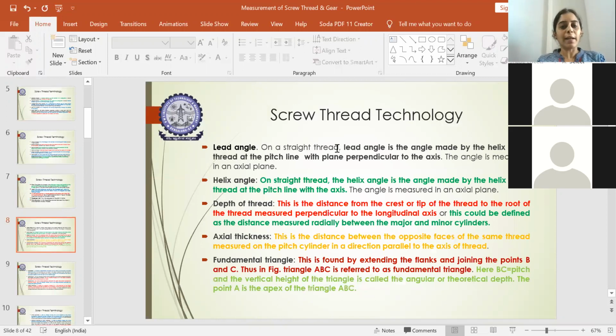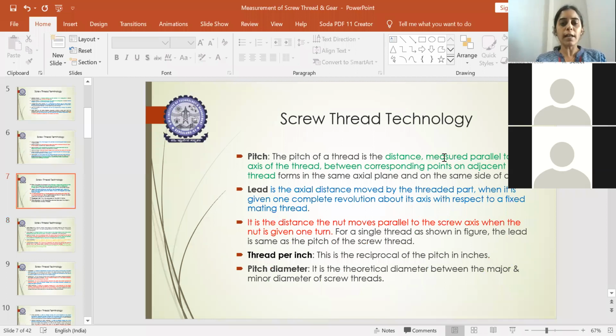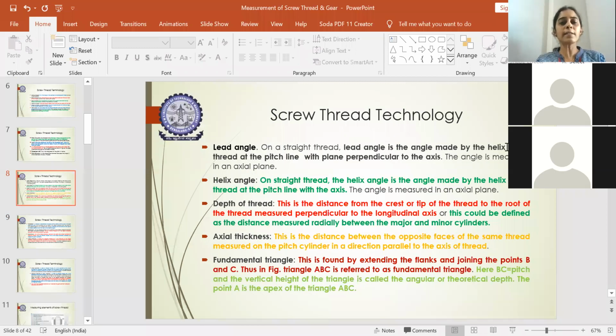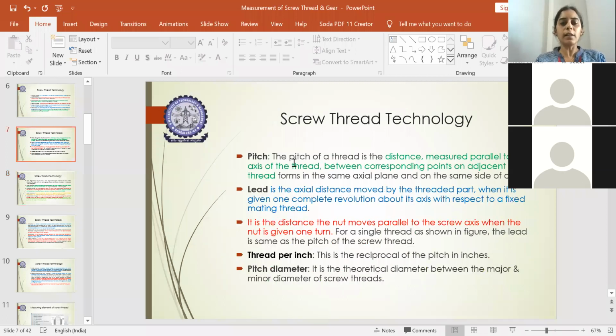On a straight thread, or the parallel thread, we are speaking of the helical groove on a cylindrical body. On a straight thread, the lead angle is the angle made by the helix of the thread at the pitch line. Where you have the pitch line, the angle is associated, and that will be perpendicular to the axis. That is called the lead angle. So at the pitch line you will get the lead angle.